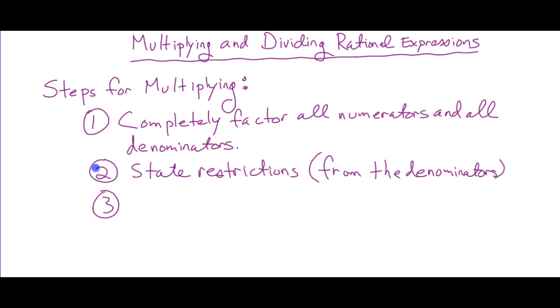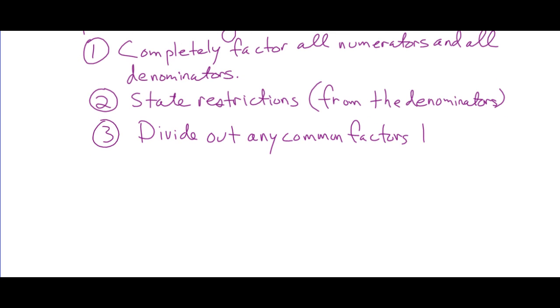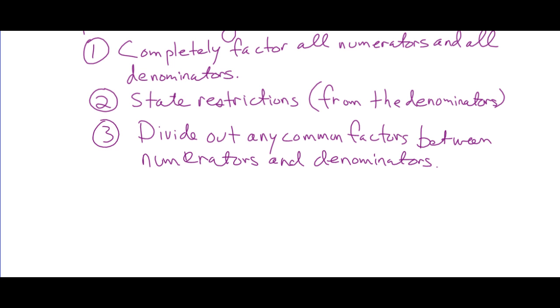Step 3. Divide out the common factors between numerator and denominator. So any numerator factor with any denominator factor can be divided out. Divide out any common factors between numerators and denominators, and you can cross the multiplication sign when you do that. And step 4 is to express it as a single rational expression.